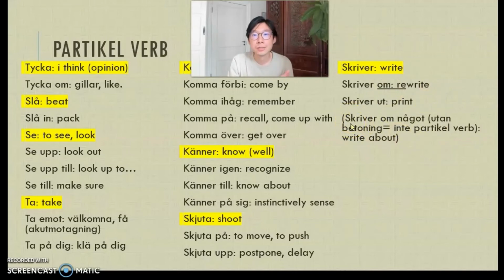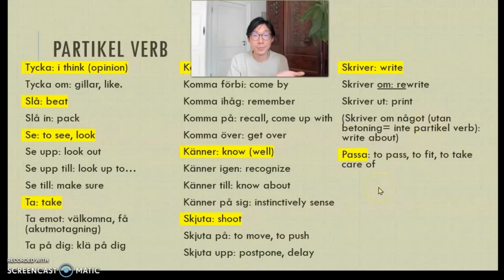Så om du säger skriver om något without stress, utan betoning, then it indicates it's not a phrasal verb, not a partikelverb. You are saying to write about something. Så skriva om något, rewrite something. Skriver om något. Write about something. Har du hört skillnaden? Do you hear the difference?